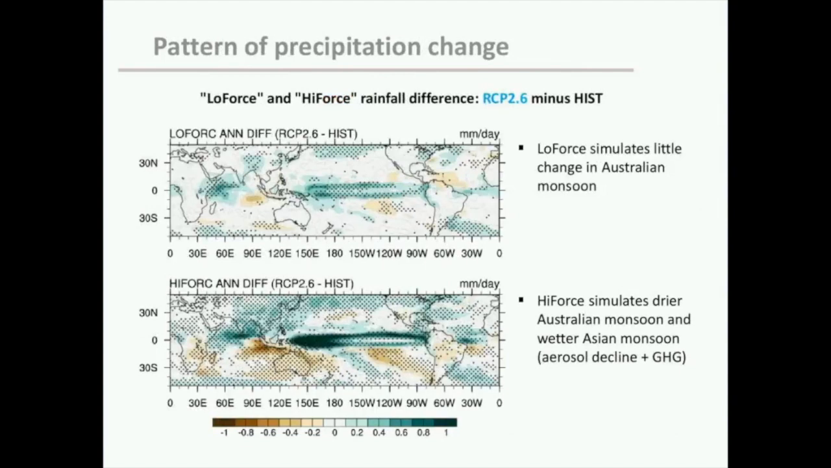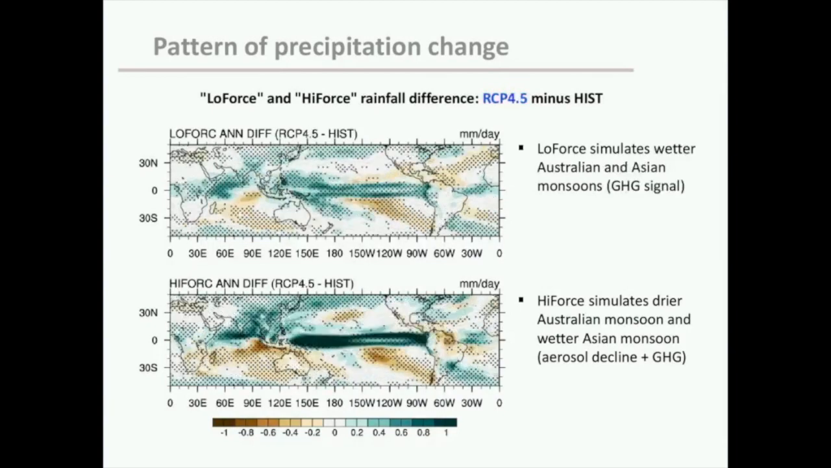In terms of the spatial pattern of rainfall change, our low force at the top here, under 2.6 conditions, this is the difference between 2.6 and historical, have little change over northern Australia, whereas the high force models, the ones with aerosol sensitivity and indirect effect, show a strong drying over northern Australia and a strong increase in rainfall over both the South Asian and the East Asian monsoon domains. So this could be at least partly driven by that aerosol signal.